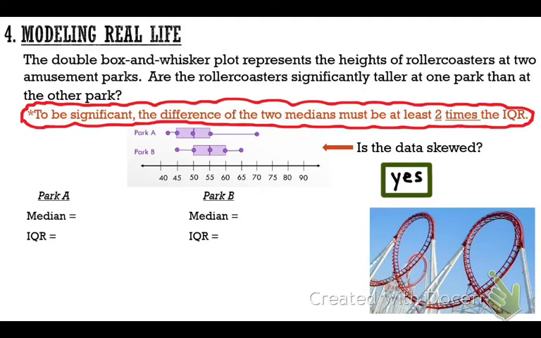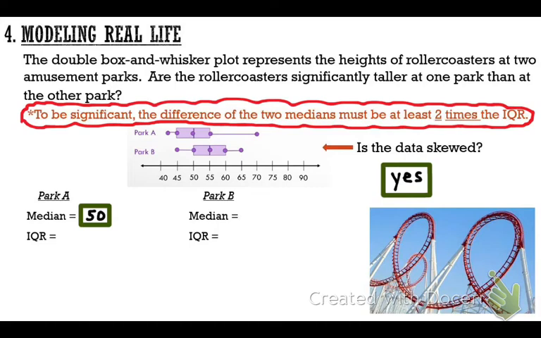Let's focus first on Park A. We're looking for the median. Brayden, what's the median for Park A? Very good. Remember, that's the middle number in our data set where the box is, okay? So 50. We're seeing here that 50 feet is the middle number for Universal Studios.